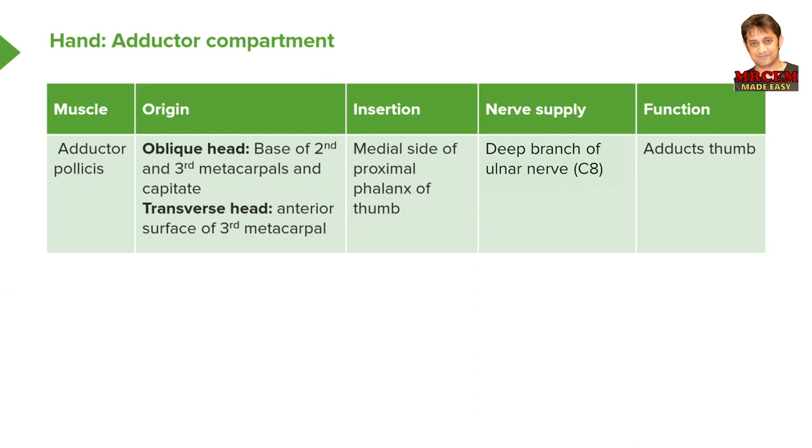A common insertion onto the medial side of the proximal phalanx of the thumb, and this is supplied by the deep branch of the ulnar nerve. As its name suggests, this muscle adducts the thumb, so it draws it closer towards the palm of the hand.